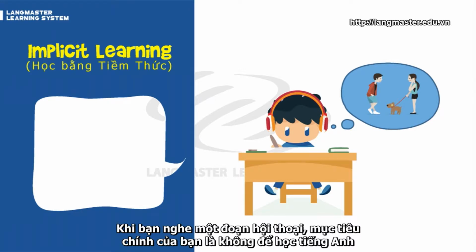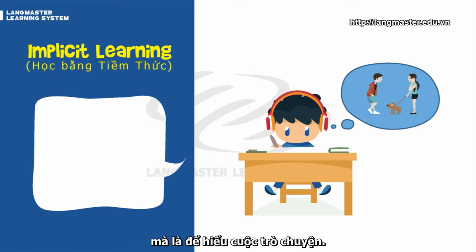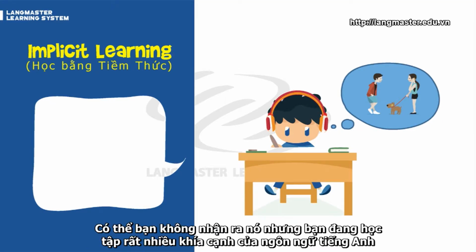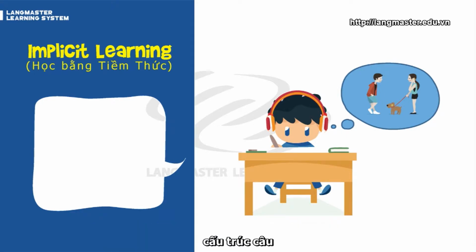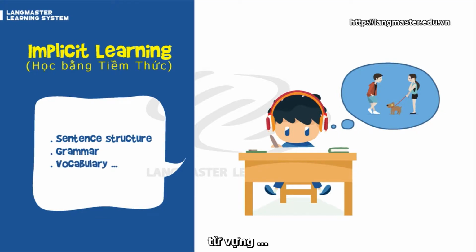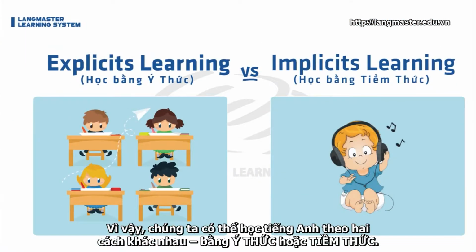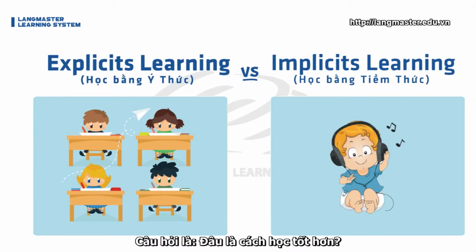When you listen to a conversation, your main goal is not to learn English, but to understand the conversation. But by doing this activity, you're simultaneously learning English. You may not realize it, but you're learning many aspects of the English language: the sentence structure, the grammar, the vocabulary, and so on. So we can learn English in 2 different ways, either explicitly or implicitly. The question is, which way of learning is better?